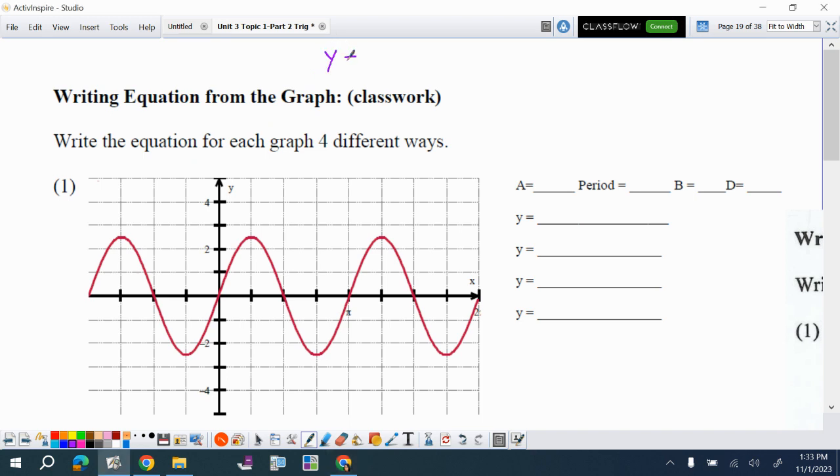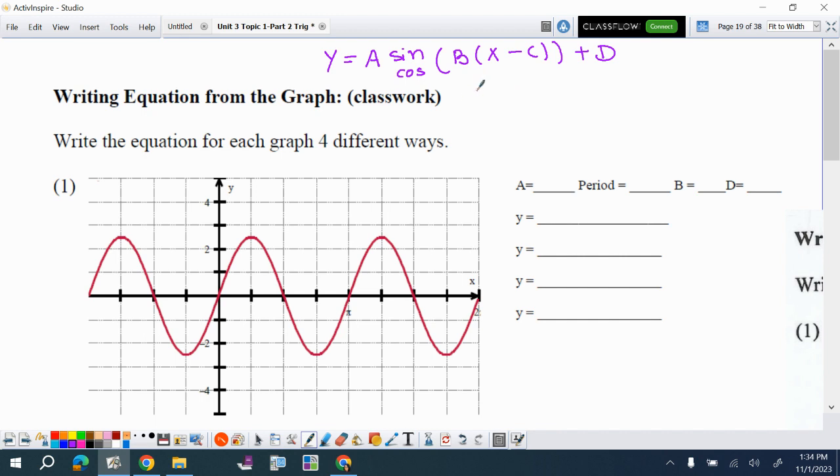We call them sinusoids. y is equal to A. You can use a sine or you could use a cosine, it doesn't matter, depending on the beginning point. Then we are going to have B(x minus C) plus D. So one more time, A is a vertical stretch or shrink, B is a horizontal stretch or shrink, C is a horizontal shift, and D is a vertical shift.